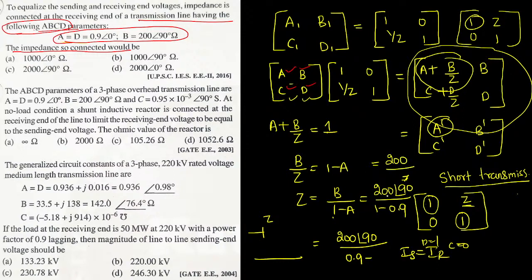If you reduce this, it will become 200 divided by 1 minus 0.9, which is 0.1 at an angle of 90 degree. So 200 by 0.1 will become 2000. So 2000 at an angle of 90 degree. Finally, we got the answer now. Yes, sir, we got the answer. So the correct answer is option C.